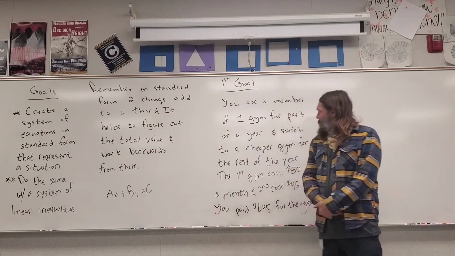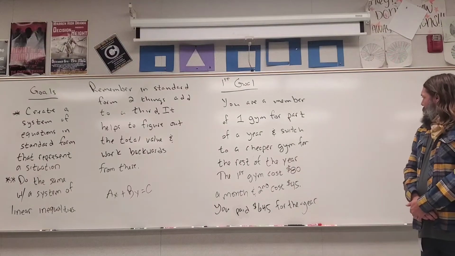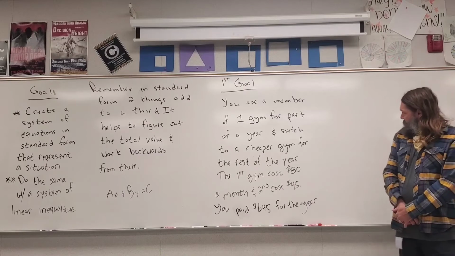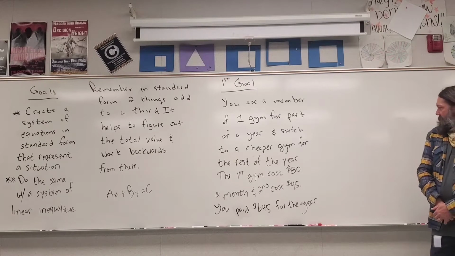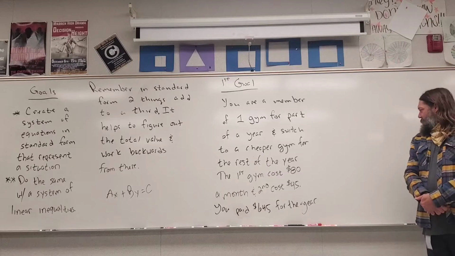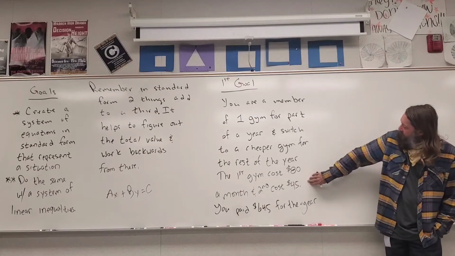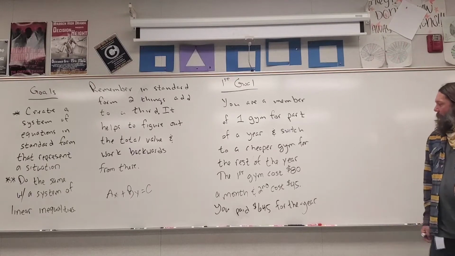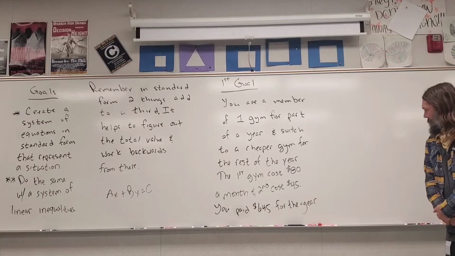So what I'm going to look for is total amounts. You're a member of one gym for a part of a year and switch to a cheaper gym for the rest of the year. The first gym costs $80 a month and the second costs $45. So it makes sense that you change gyms. You're saving yourself $35 a month. You paid $645 for the entire year.